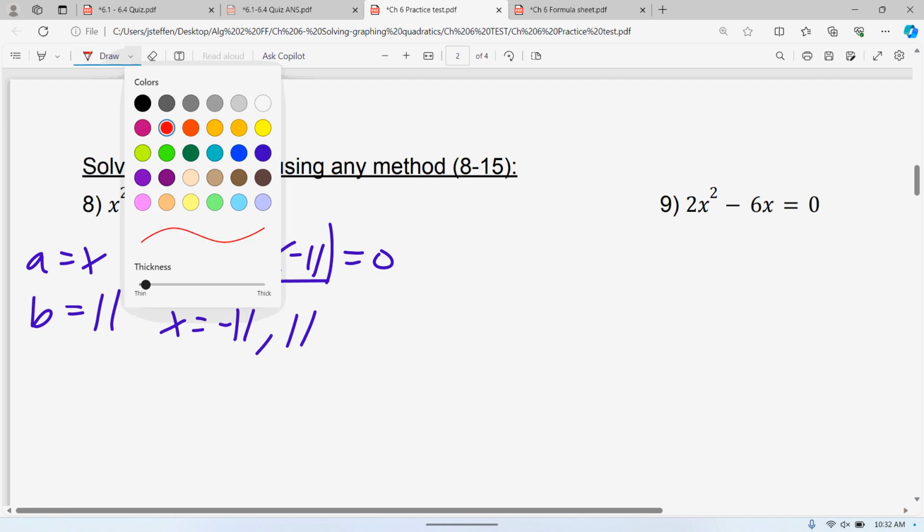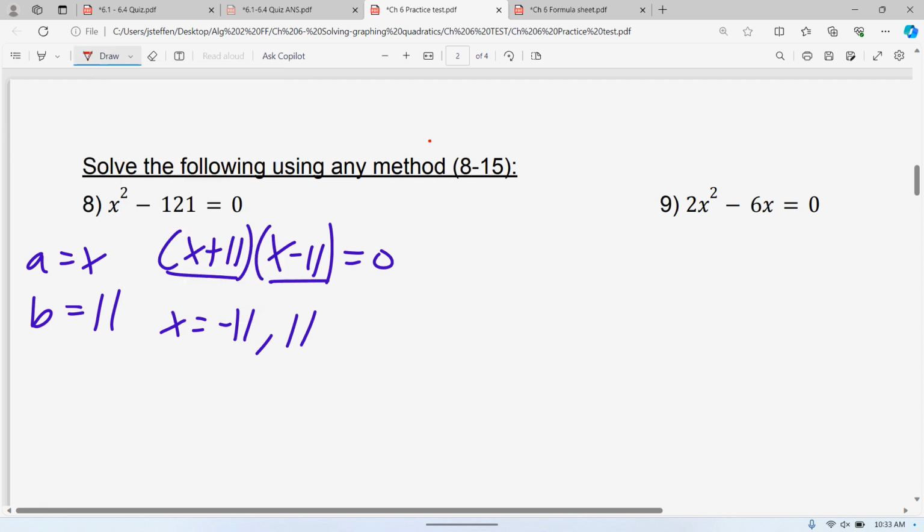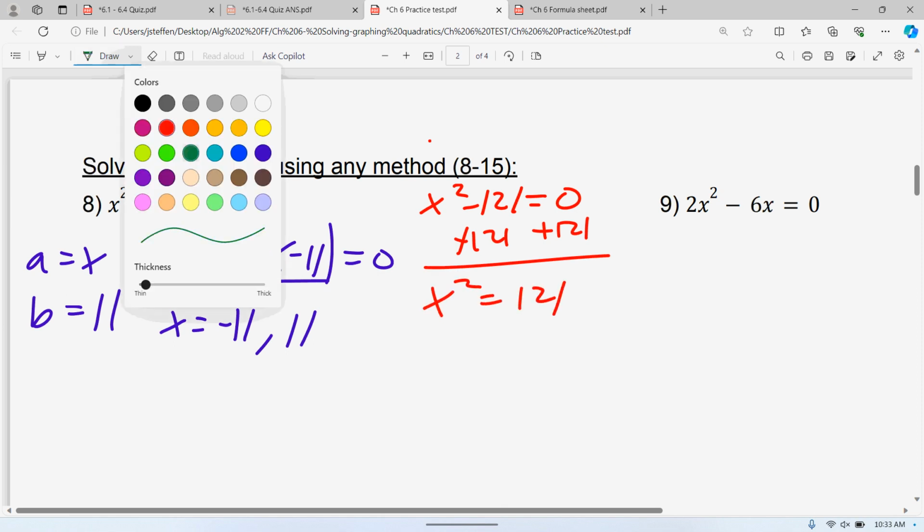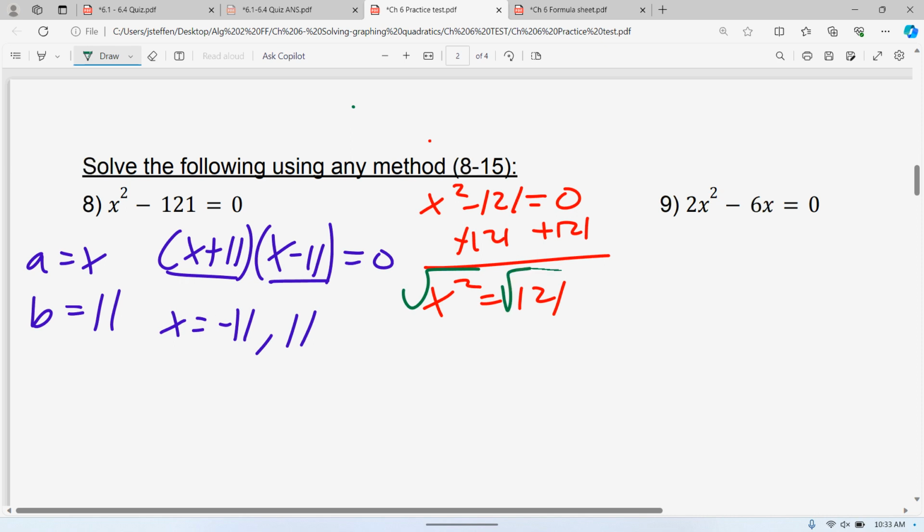In my opinion, the easier way is to take x squared minus 121 is equal to 0. If you add 121 to both sides, x squared is equal to 121. Then you take the square root, that cancels the square. The biggest thing, though, if you do it this way, remember that gives you plus or minus 11. Again, if it's squared, you need the plus or minus.